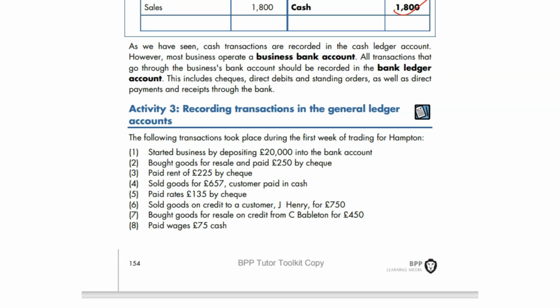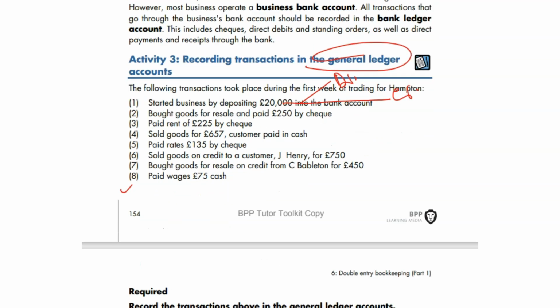Activity 3, all about T accounts, recording transactions in the general ledger. How many? 8 transactions given. Every transaction has got dual effect. One debit with the equal amount of money, another one would be a credit account. Let's quickly identify what would be debit, what would be credit. Started business depositing 20,000 in the bank. What is happening? Who started the business? The owner, isn't he?